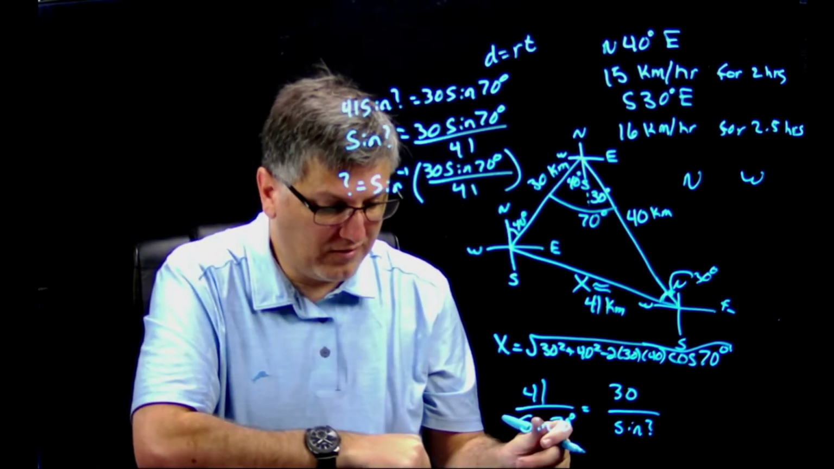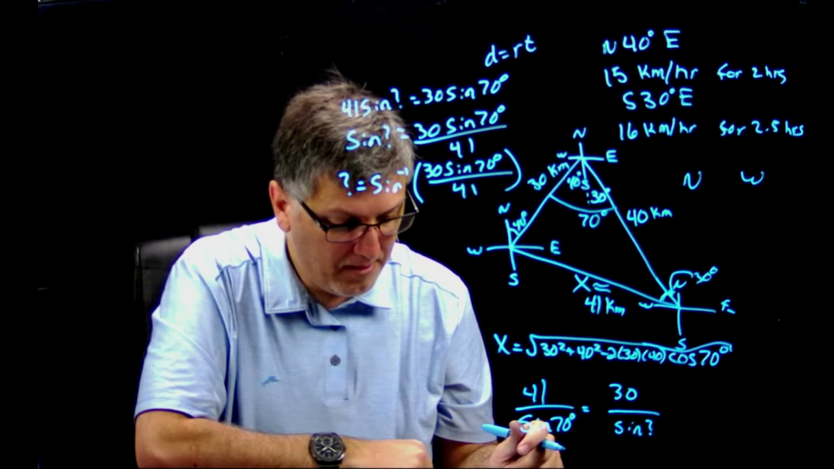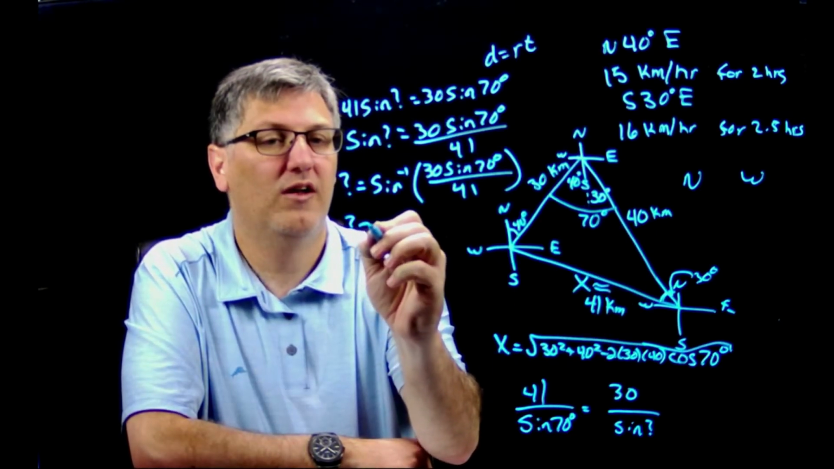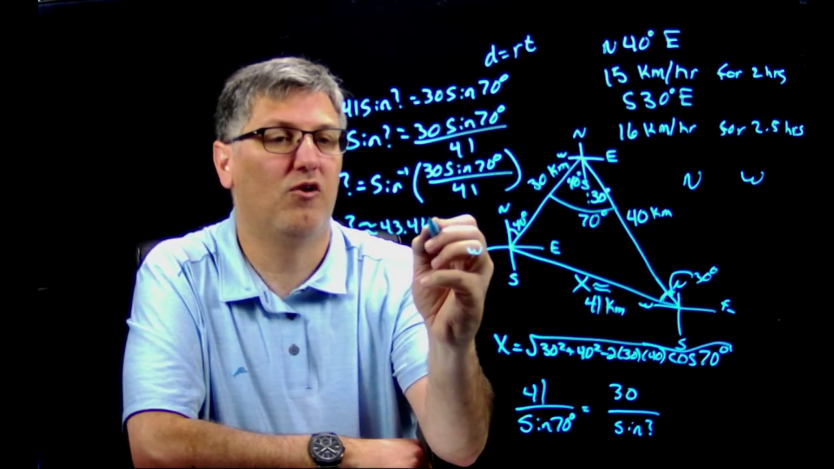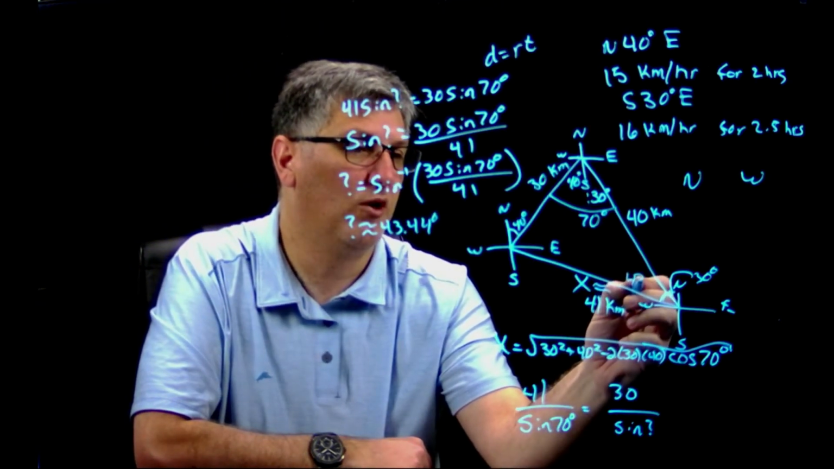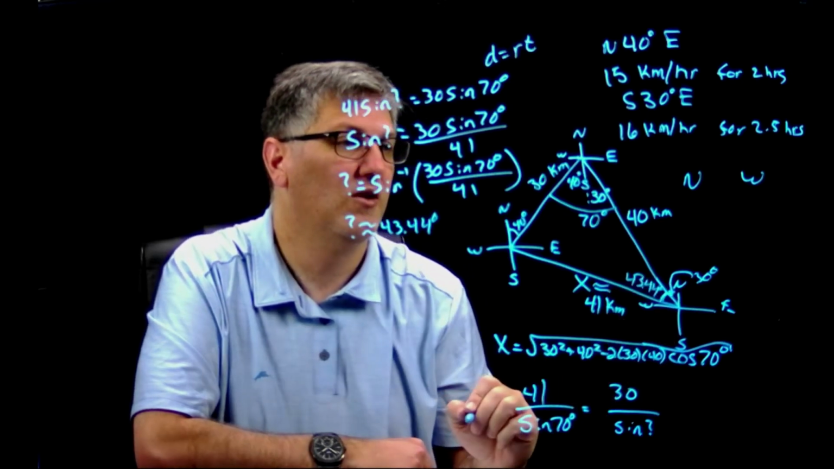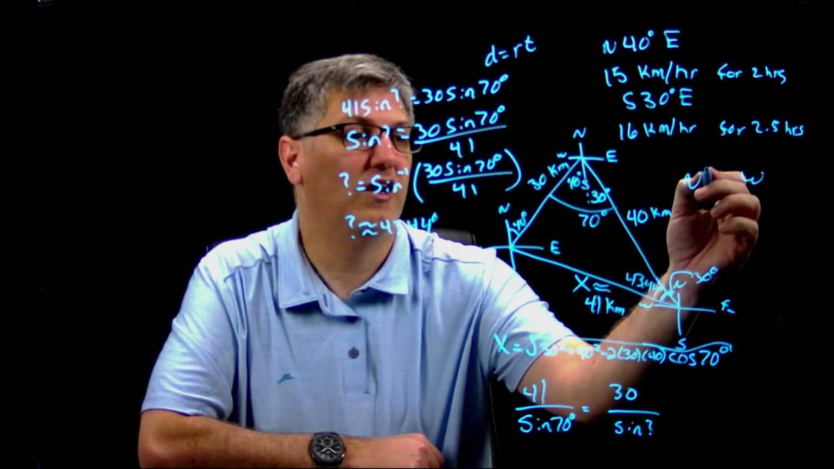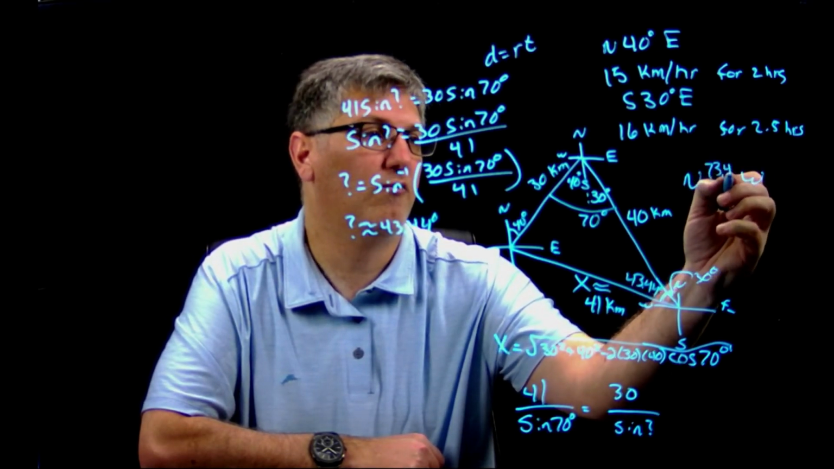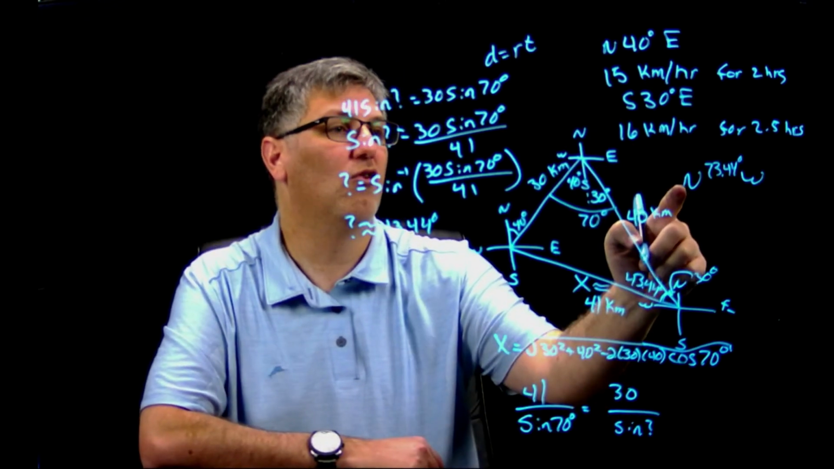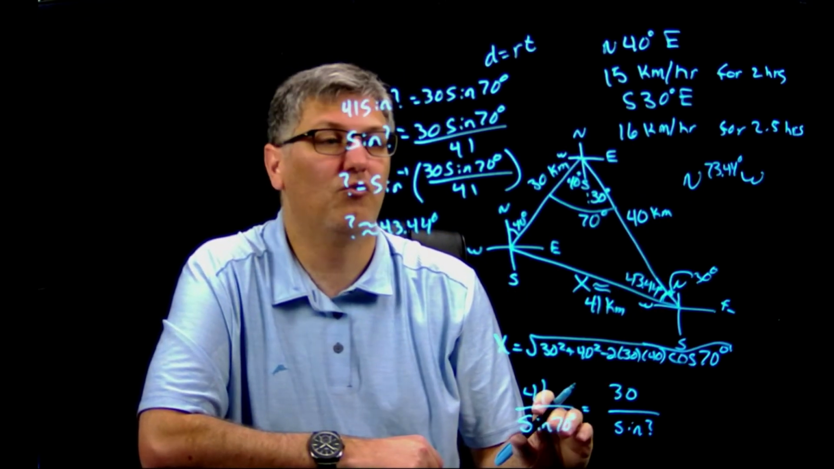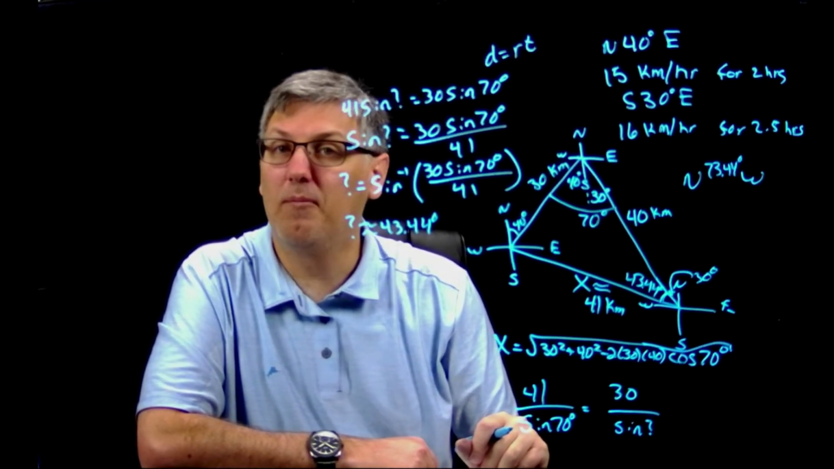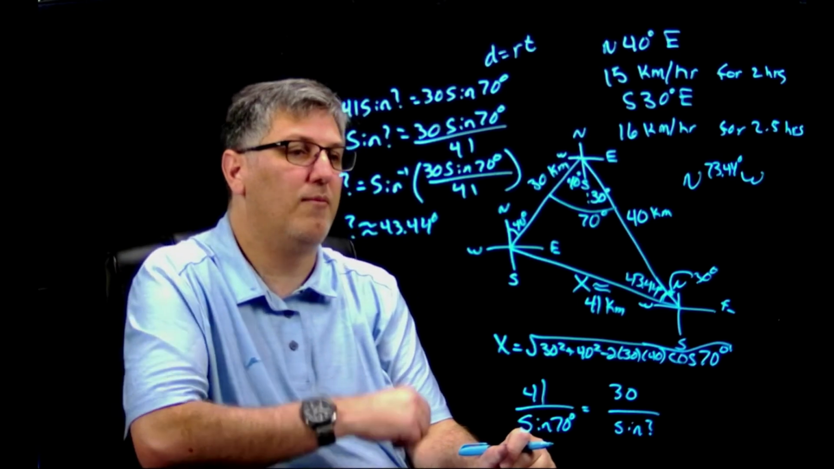Now, when I put this in the calculator, I get 43.44. So my angle, my question mark, is approximately 43.44 degrees. So I need to go 30 plus 43.44 degrees. I need to go 73.44 degrees west. So I need to go north 73.44 degrees west. That would be my directional heading to get back to my original starting point, or my port.